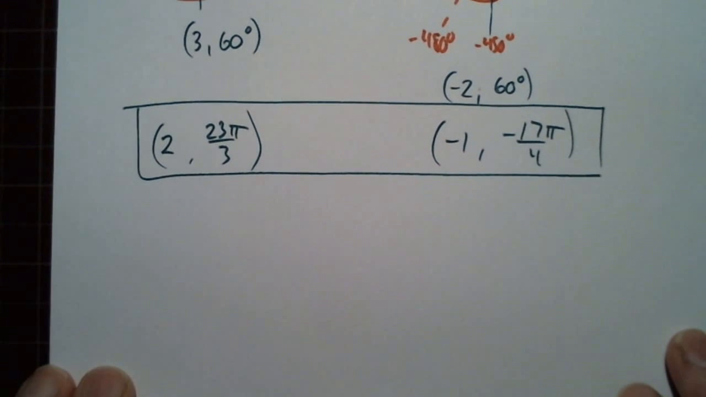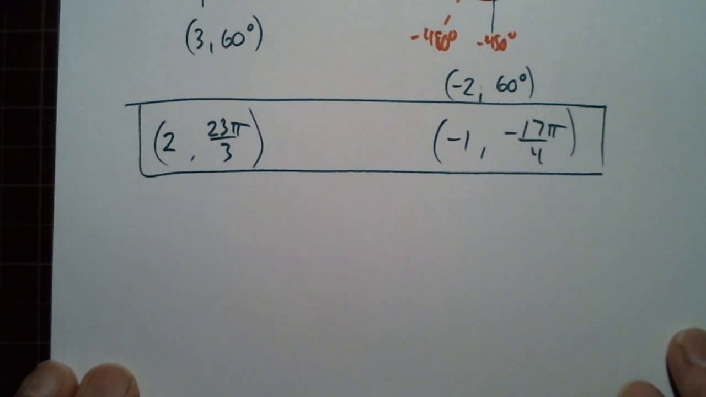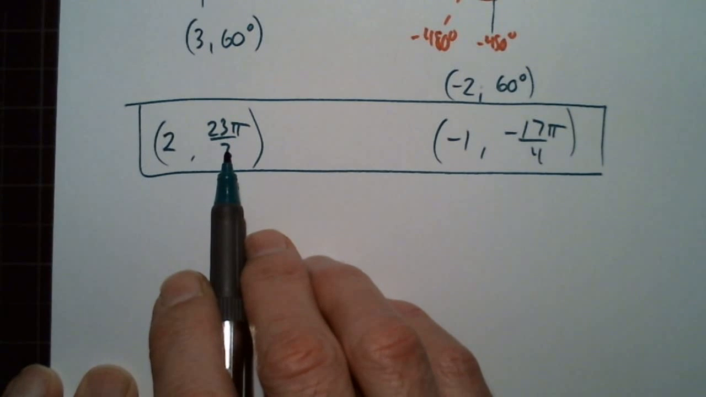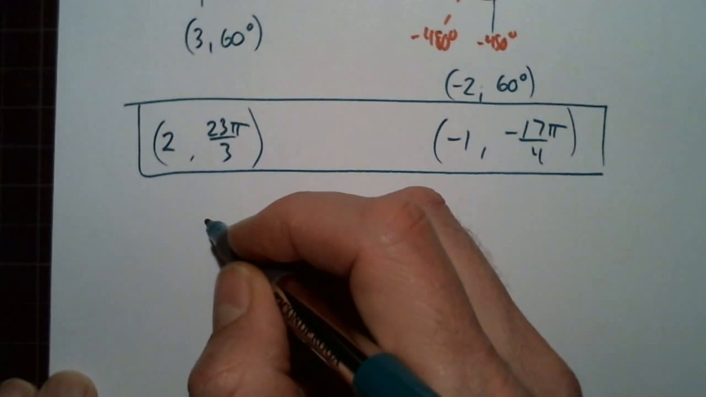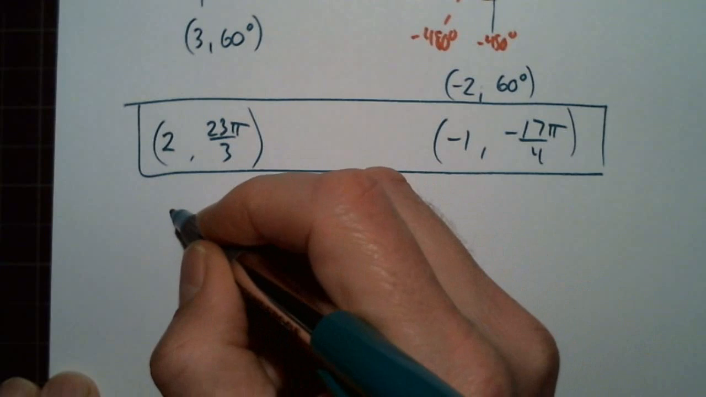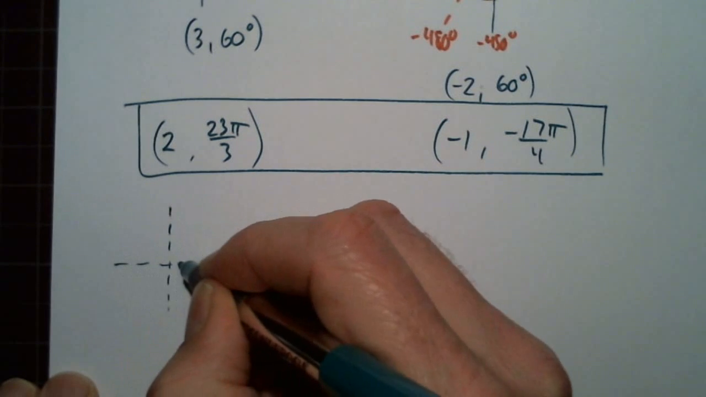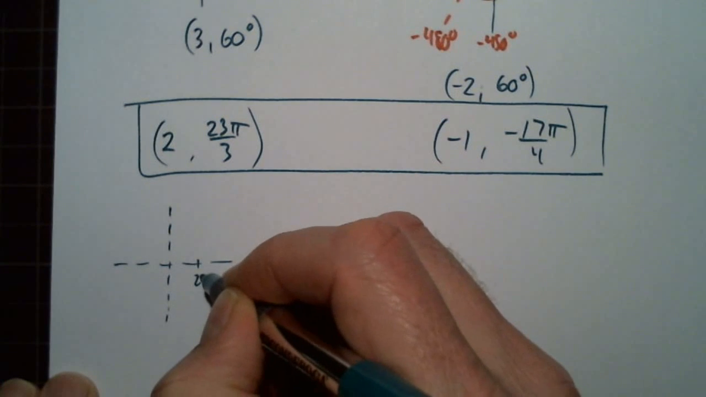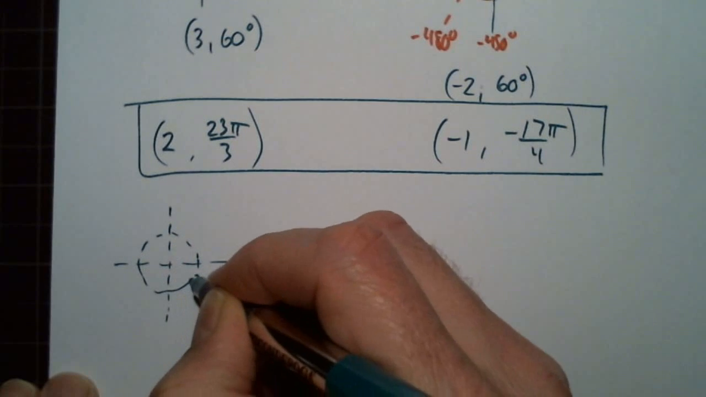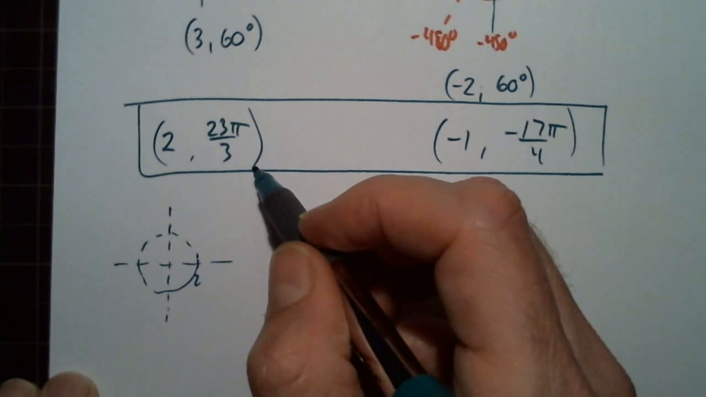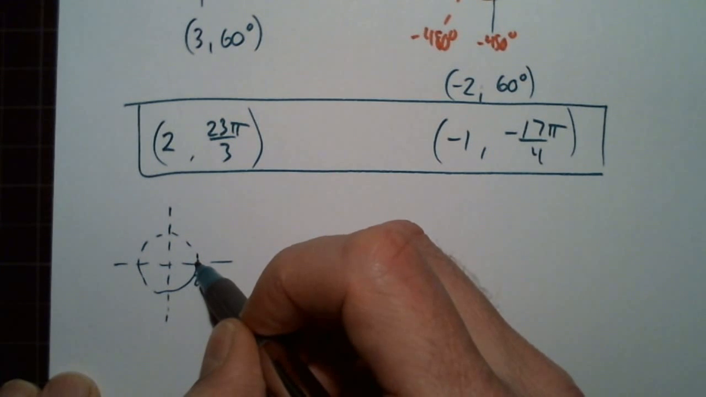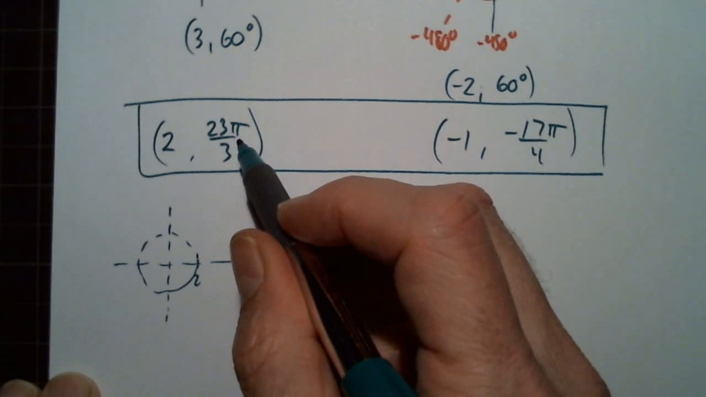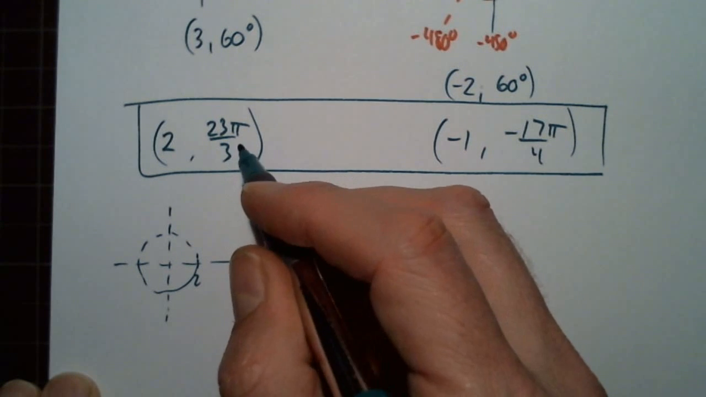Okay, we'll do the same thing with the same instructions. Find polar coordinates where the angle is between 0 and pi. Alright, and we're starting at 2, rotating positively, 23 pi over 3.